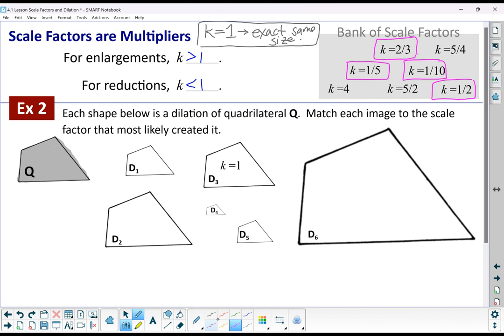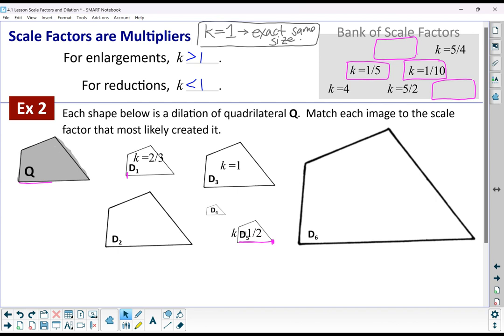Well, if you think about 1/2, half of this, if we multiply it by 1/2 so that it's half as long, it would be about that big. But it looks like D is larger than that. D1 is a little bit bigger than half. So we need a measurement that is a little bit bigger than half. And so that is going to be the 2/3 scale factor. And if I think about this one, this is the one that's about a half. So that would be k equals 1/2.